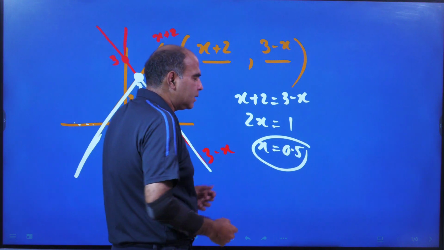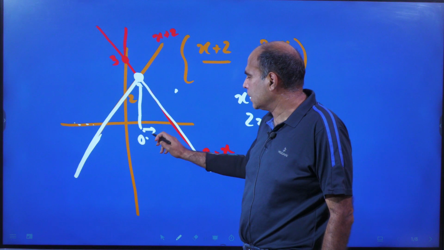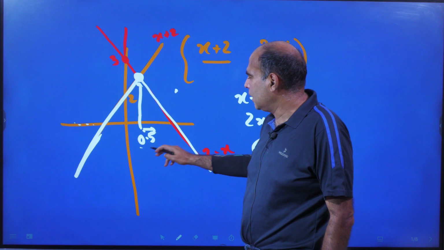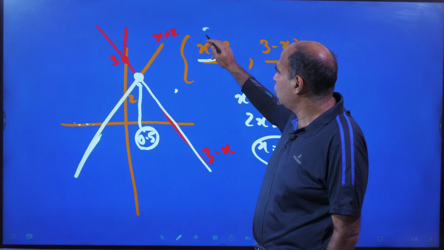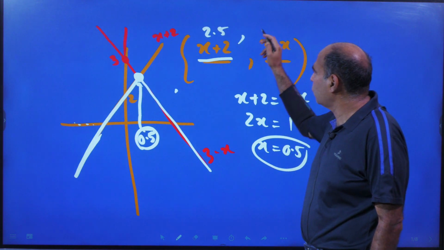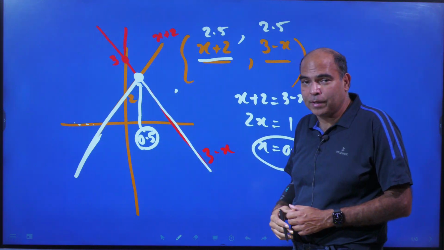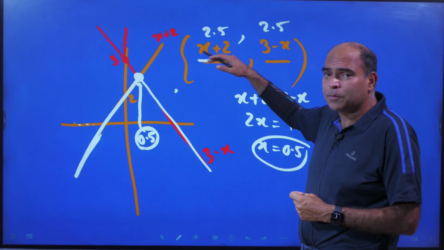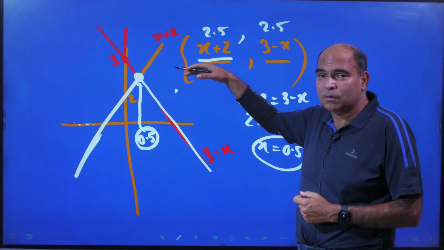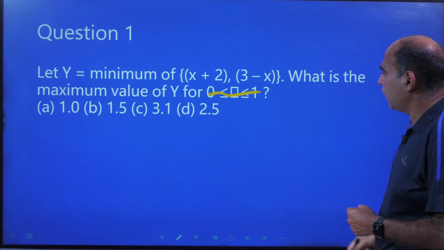And that means the point at which the maximum is occurring is x equals 0.5. At this point, the value of the function, whether you use this 2.5 or this 2.5, because both of them by definition are equal at the intersection point, will always be 2.5. This is the maximum value of the y function, and hence the correct answer to this question is 2.5.